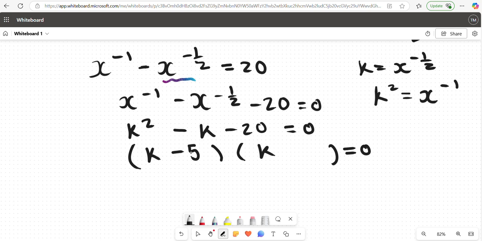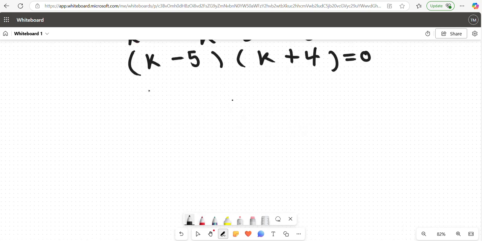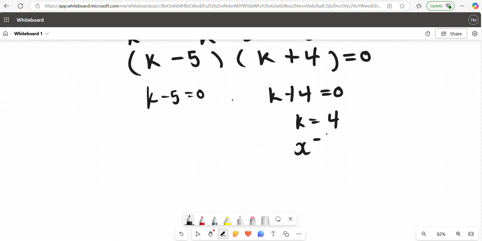Right? Now that I've solved my quadratic, I can just easily take each bracket, take the k minus 5, make it equal to 0, k plus 4, make that equal to 0, and so k is equal to 5 or negative 4. Substitute back what my k is. There's the first one.